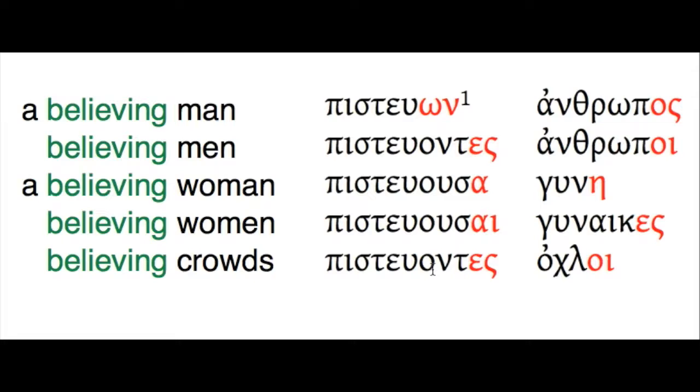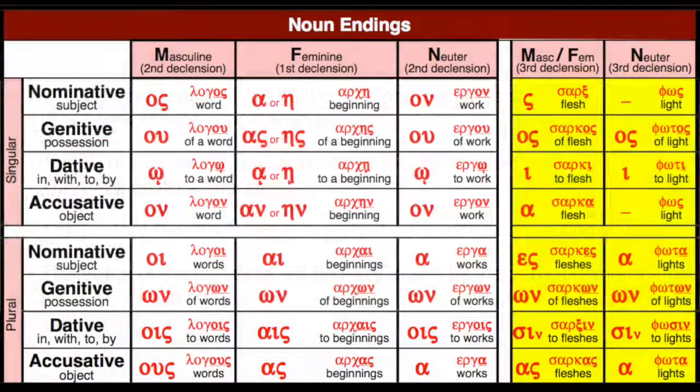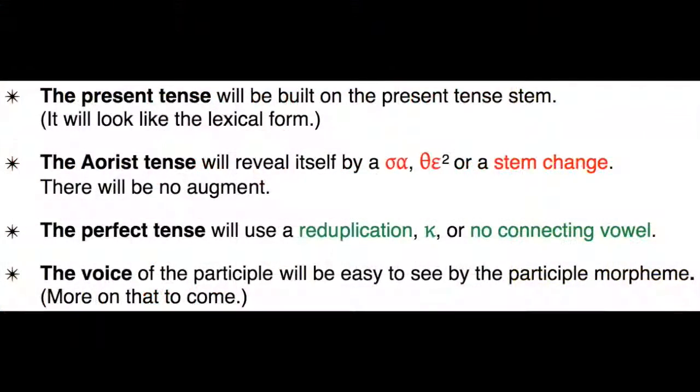But the good news here, guys, we've already done it. You already know how this happens. If you understand adjectives, you understand how participles will change form to match in case, number, and gender. So the noun endings chart will be used to determine the case, number, and gender. And hey, good news, we already know the noun endings chart. So we're already good to go there. And when it comes to the tense and voice, the clues we have already learned will still be used.